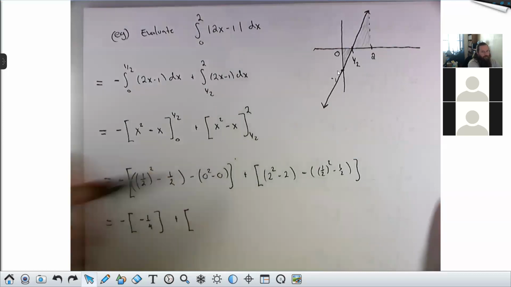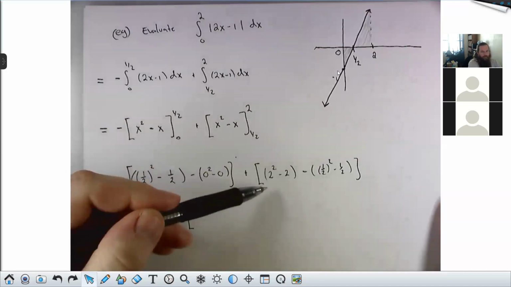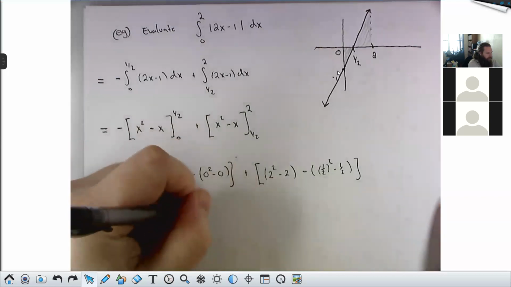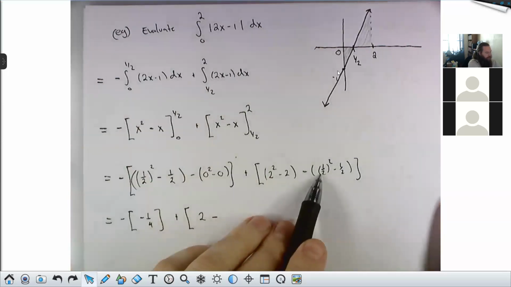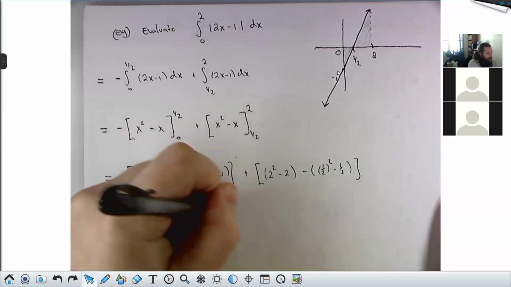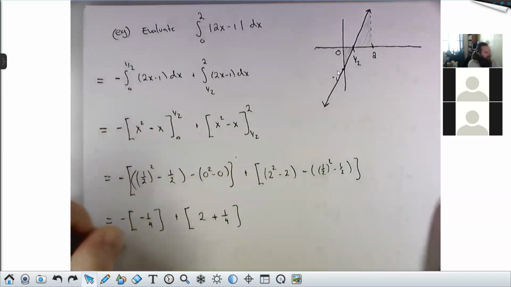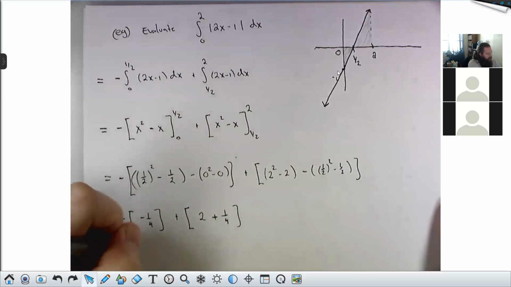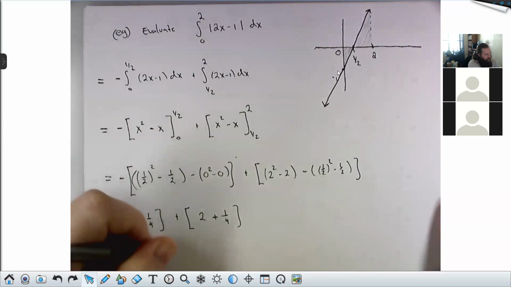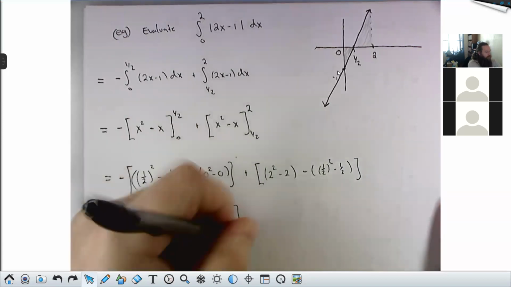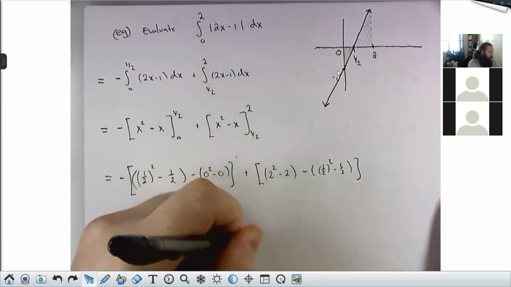And then these zeros are all 0. 2 squared is 4. 4 minus 2 is 2. So this is 2 minus 1/4 minus 1/2, which is negative 1/4 again. So this is going to be plus 1/4. So I get positive 1/4 plus 2 plus positive 1/4, which is 2 plus 1/2, which is 5/2.